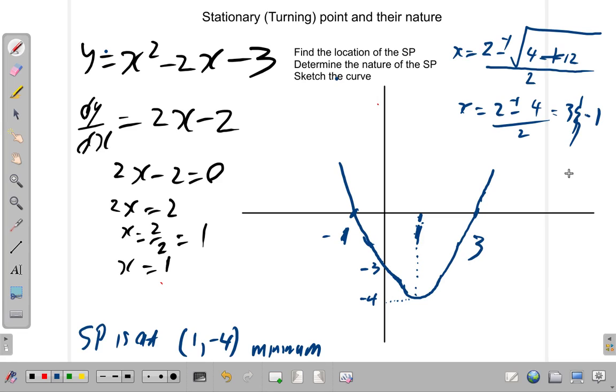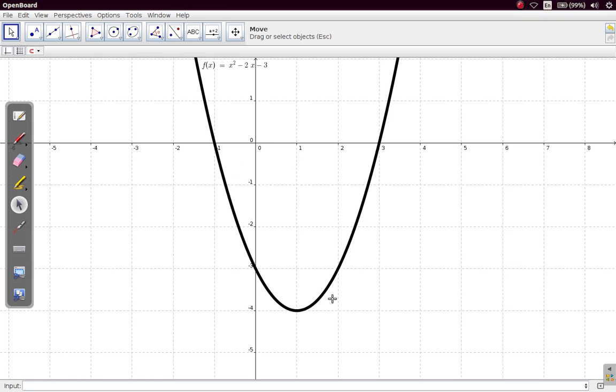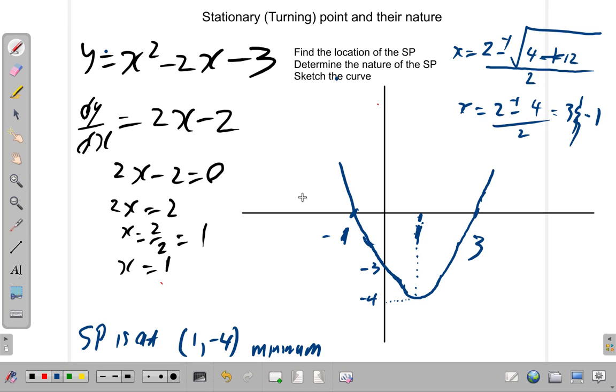In our previous video, we found the location of the stationary point and the nature of it, and we found that it was a minimum point. It's for this equation y equals x squared minus 2x minus 3. And we sketched the curve, and we found that we got the same thing when we plotted the curve using GeoGebra here.